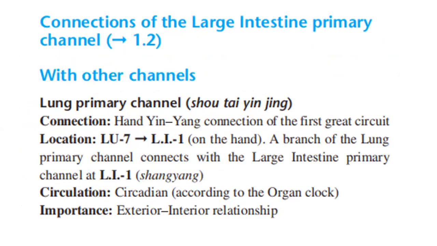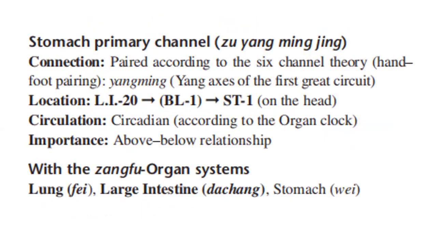Connections of the large intestine primary channel with other channels. Lung primary channel connection, Han-Yang connection of the first great circuit. Location: Lung 7, LI1 on the hand. A branch of the lung primary channel connects with the large intestine primary channel at LI1. Circulation: circadian, according to the organ clock. Importance: exterior-interior relationship.